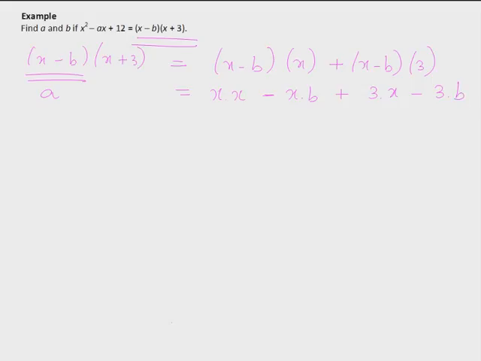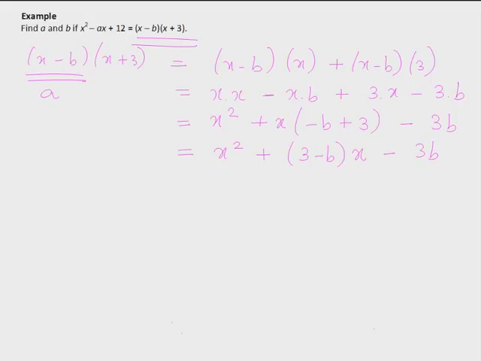Now I group like terms. Firstly, I write x into x as x square. And then I have two terms in x, so I can take x common: minus b x plus 3 x, and I get minus b plus 3. And then I have 3b, which is a constant. So writing it as a quadratic, I get x square plus (3 minus b)x, minus b plus 3 can be written as 3 minus b, and minus 3b. Okay, now we have it written as the quadratic.